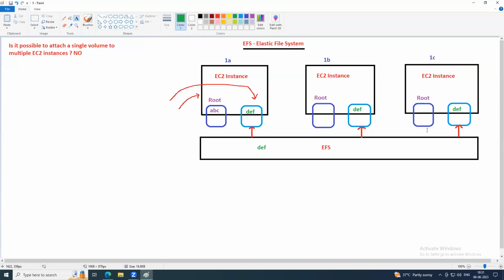EFS stands for, can you look up? Elastic File System.